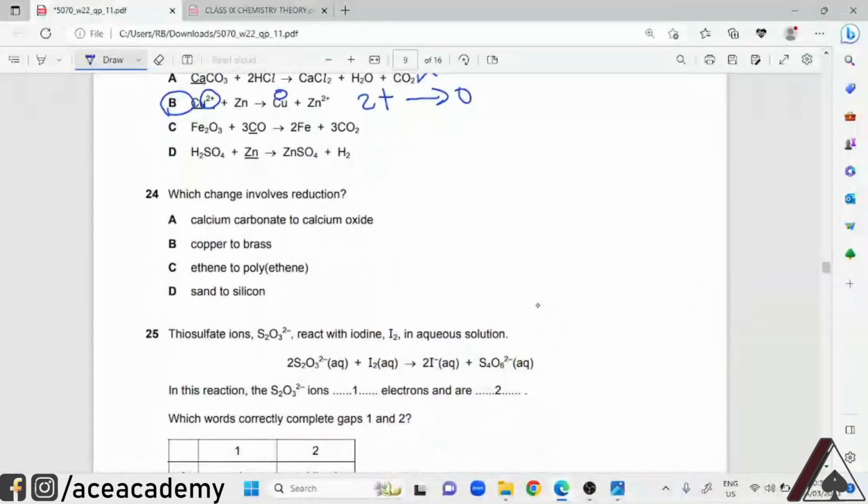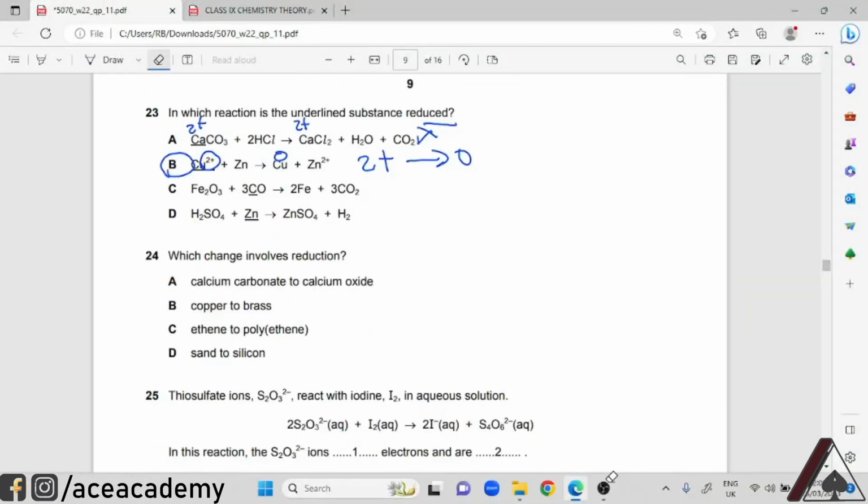In question number 24 we see that calcium carbonate turns to calcium oxide. We know that this is a thermal decomposition reaction, so thermal decomposition reactions are not redox reactions, so this is not the answer. Copper to brass is basically turning copper into a mixture. As a result, this is not a redox reaction as well. From ethene to polythene, we get a polymerization reaction, and we know that this is not a redox reaction.